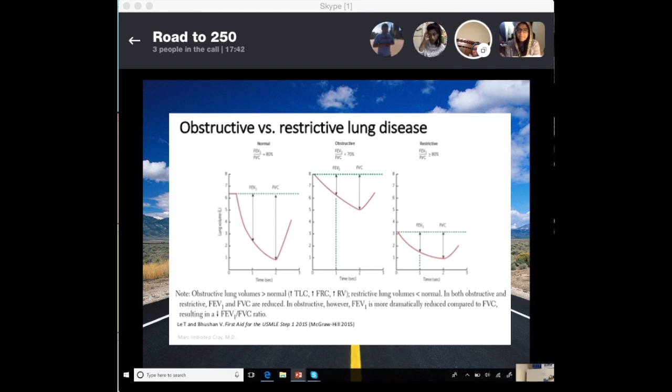So again, just to review, normal FEV1/FVC ratio is 80 or above. In obstructive disease, you're going to have a decrease in your FEV1/FVC. And in restrictive, you're going to have normal, because everything is uniformly decreased in the restrictive.